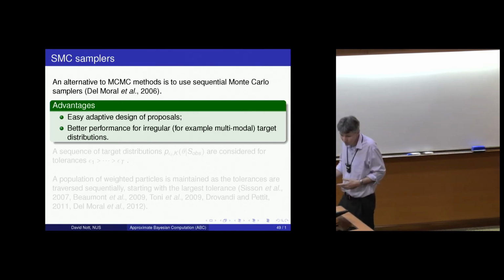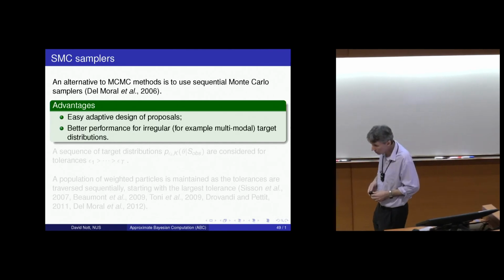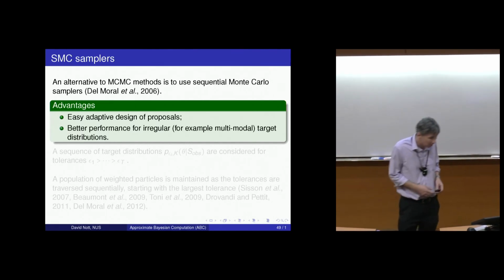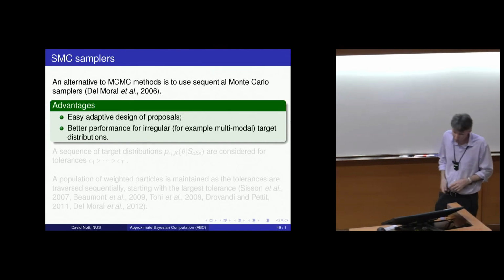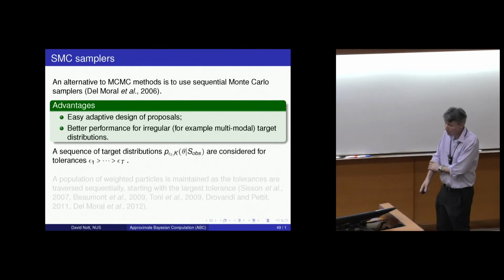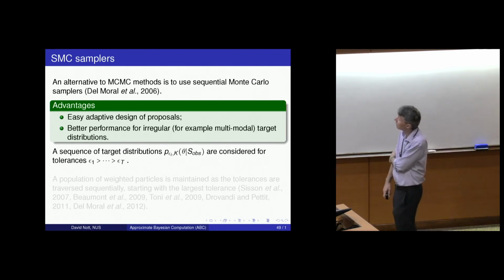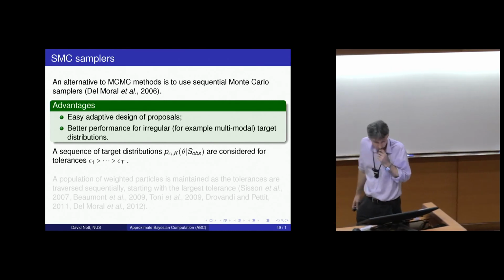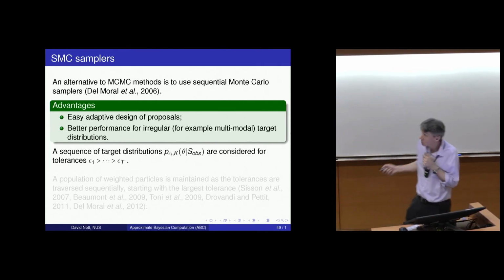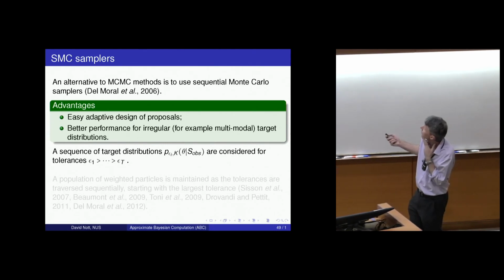You've got easy adaptive design of proposals. If you have a posterior that's highly irregular and multimodal, it can work in that situation when MCMC may not. And there's a very natural way in an SMC sampler to design a sequence of target distributions here. You can consider a sequence of tolerances starting at some large value and going to a small one.